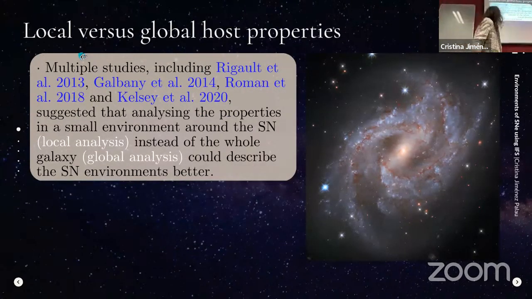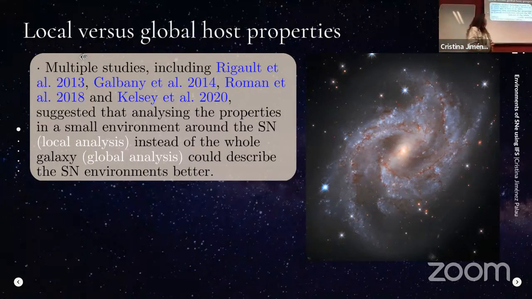So until now, I've said, okay, let's study all the properties of these host galaxies. But here we see a galaxy. Here we see the supernova. This is so big. So do you think that it's really good to study the properties of a whole galaxy when we want to study it?